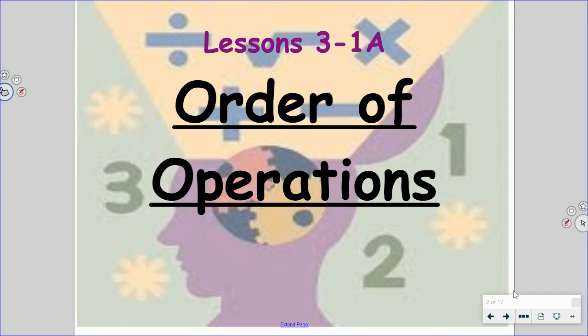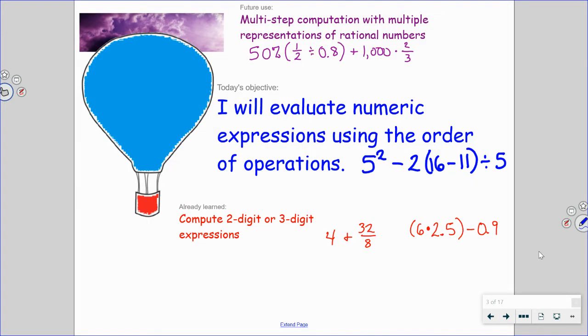Gentlemen, to chapter 3, lesson 1. I'm going to split this lesson up into a couple different days because it's so important. Order of operations, we should have seen this before, I hope. So what have we done? We've done some pretty simple computation, 2-digit, 3-digit expressions, but now we're going to move into some multi-step problems.